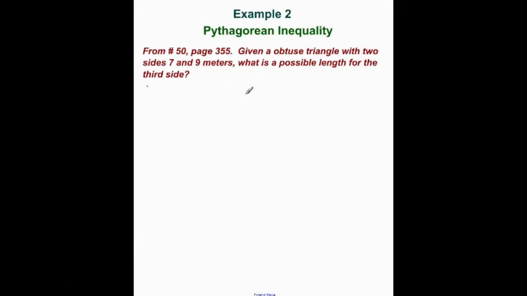But let's go ahead and find all possible values first. So again, I have three sides, 7, 9, and x. And I'm going to do 7 plus 9 has to be greater than x. So x is less than 16.